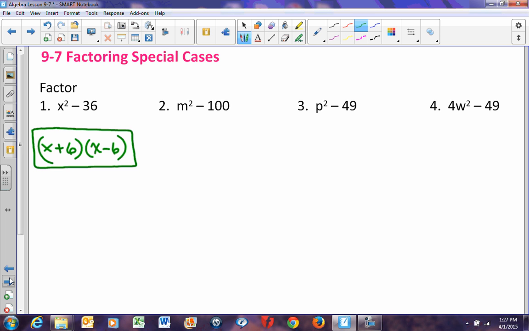Okay, m squared minus 100. My a term is m. My b term is 10. Square root of 100 is 10. So I'm going to have m plus 10 times m minus 10.